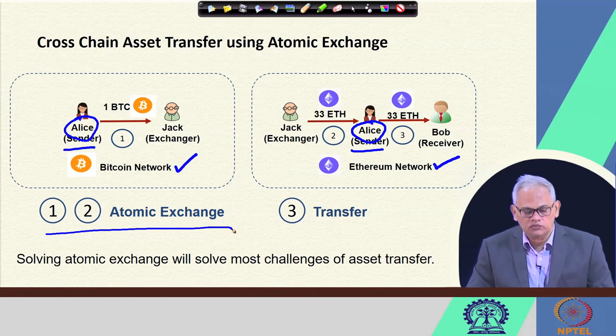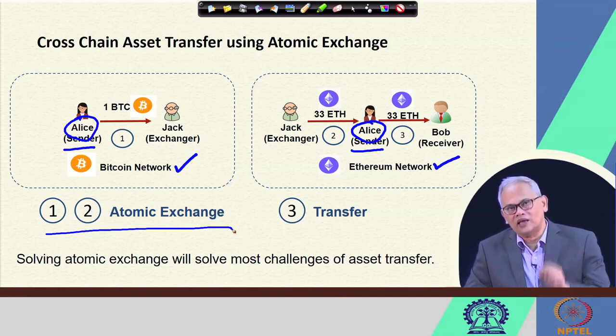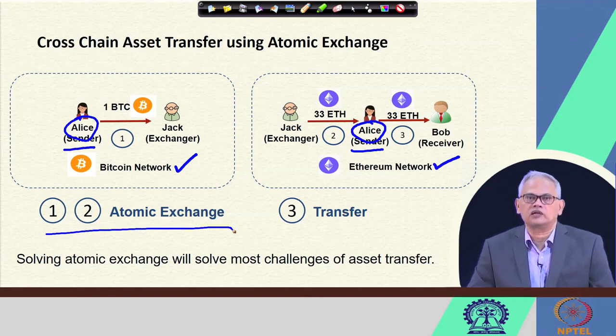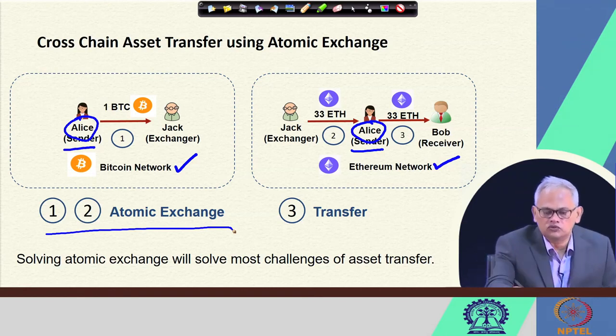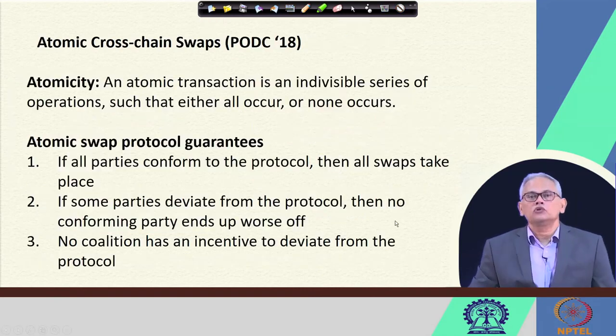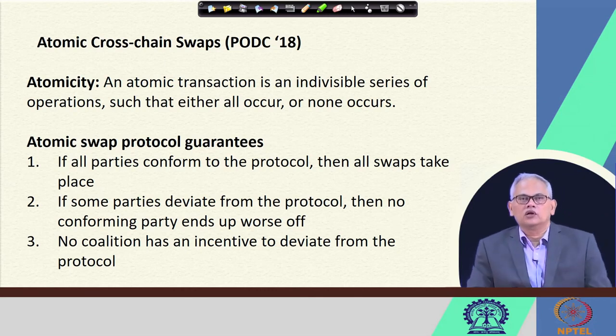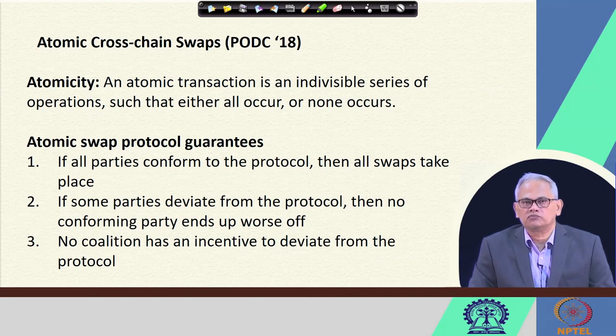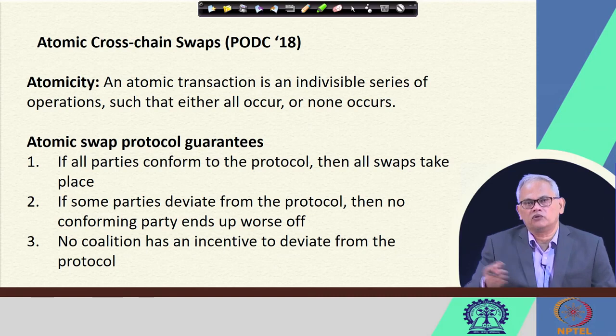So, if we can solve the atomic exchange problem, it will solve most of the challenges in asset transfer across multiple such blockchain networks. So, we will see how this can indeed be carried out. We will discuss one particular research work that was published in the PODC 2018 conference, which is one of the seminal works in this area, and we will refer to this paper. We will have details of that in our subsequent slides.